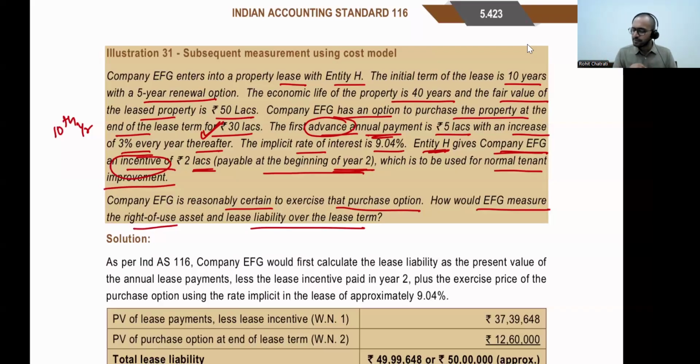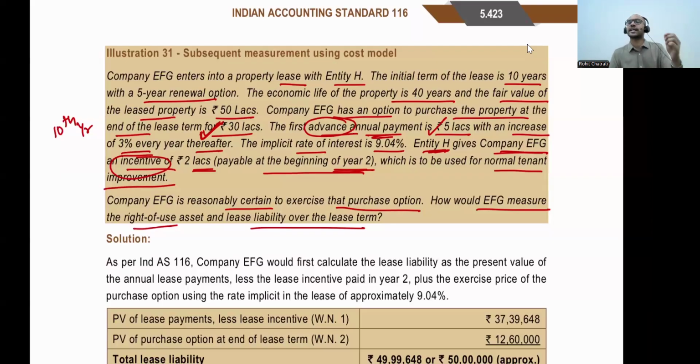Over here, the future payments that it is expected to make is actually the lease payment, which is 5 lakhs, which will increase every year at the rate of 3%. And it is also expected to make a payment of rupees 30 lakhs at the end of 10th year. So we will be actually taking the present value of all the future lease payments, which is 5 lakhs, and that increases at 3% every year.